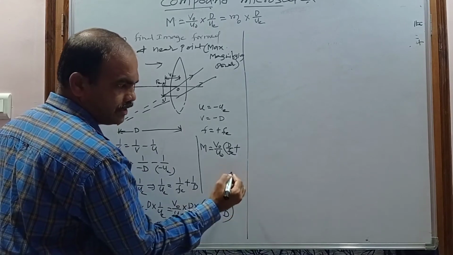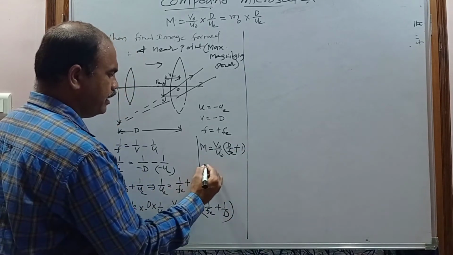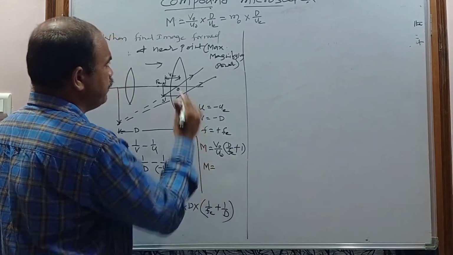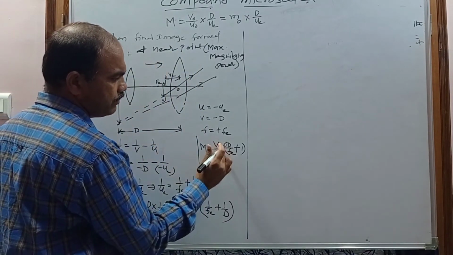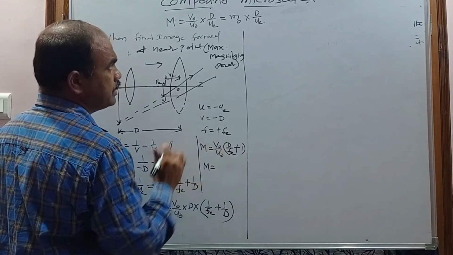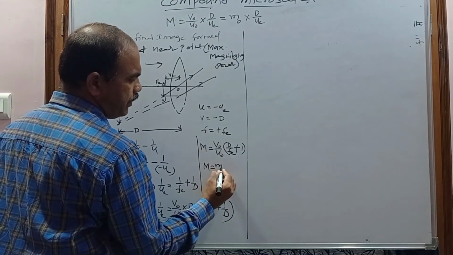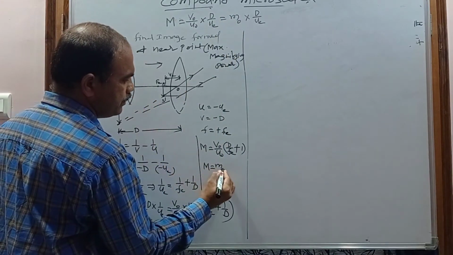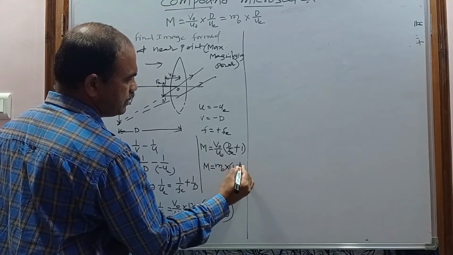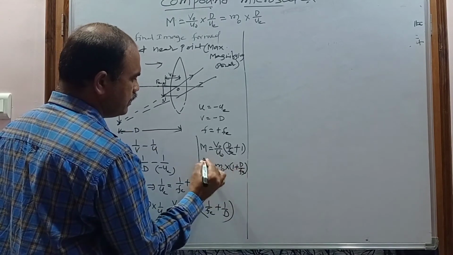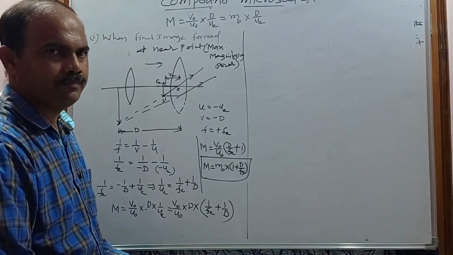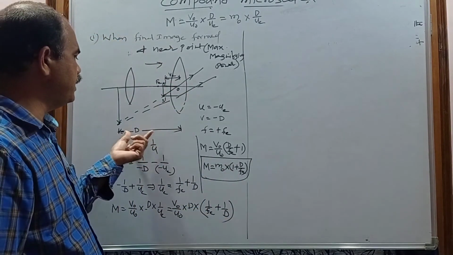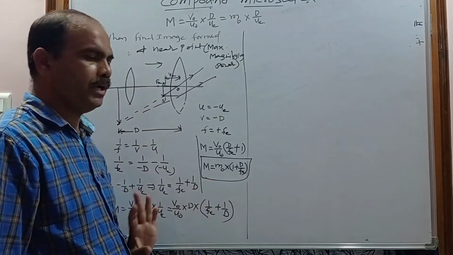D by d cancel, you get the 1. Now this is the maximum magnifying power of the compound microscope when the image is formed at the near point. So v naught by u naught is nothing but the magnifying power of the objective, into 1 plus d by f suffix e. So this is the maximum magnifying power of the compound microscope when the image is formed at the near point.